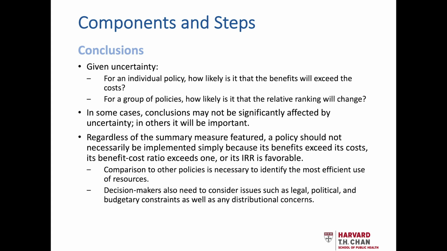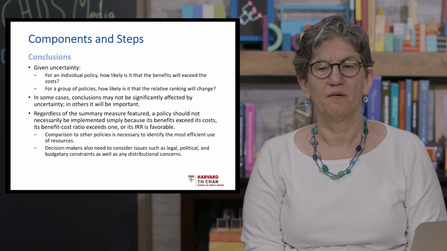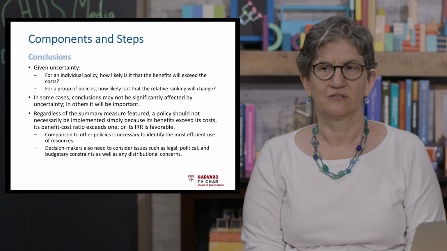And one final point, even if you find out that a policy has net benefits or a favorable benefit cost ratio or internal rate of return, that doesn't mean you should just go ahead and implement it. We need to compare that policy to the other policies that could be implemented, including a policy of no action, to determine what the most efficient use of resources is. And as I said earlier, decision makers also need to consider issues such as political and legal constraints, as well as any distributional concerns.